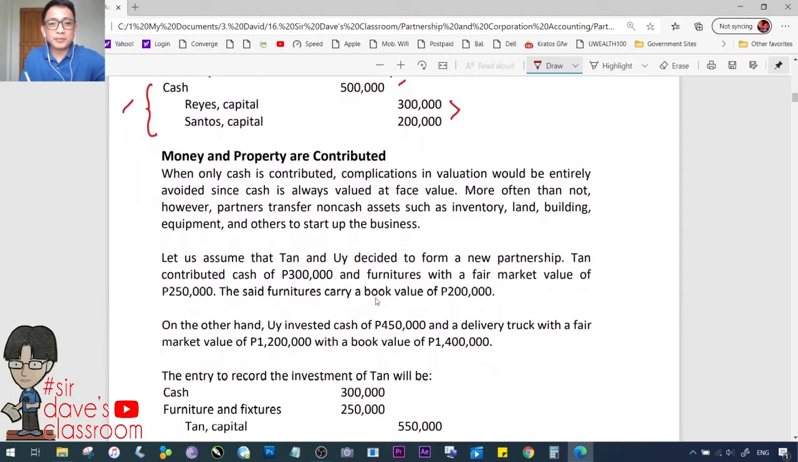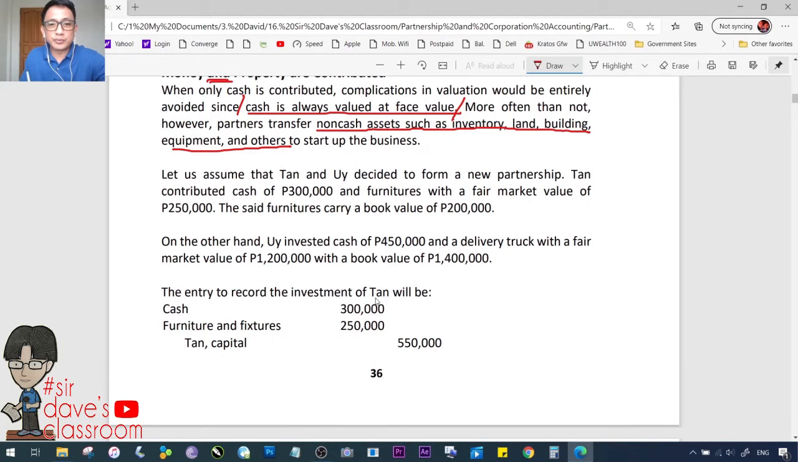What if naman money and property are contributed? When only cash is contributed, walang problema since cash is always valued at face value. So kung magkano lang ang kinontribute, yun ang i-record mo. More often than not, however, partners transfer non-cash assets such as inventory, land, building, equipment, and others to start up the business. Okay? Let us assume Tan and Uy decided to form a new partnership wherein T contributed cash of 300,000 and furnitures with a fair market value of 250,000. The said furnitures carry a book value of 200,000.